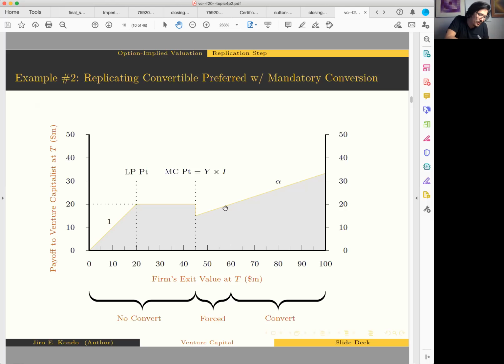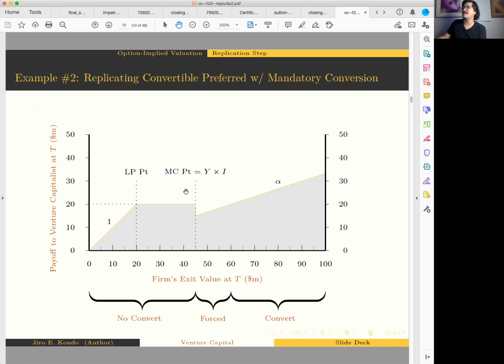It's a Series A, so let's assume time to exit is 5 years. I'm going to assume a riskless rate of 5% per year. And that's all I need as my basic information about the startup. And this is my security. So my security is a convertible preferred with mandatory conversion at 45 million. And by the way, theta here is 1/3. Okay.